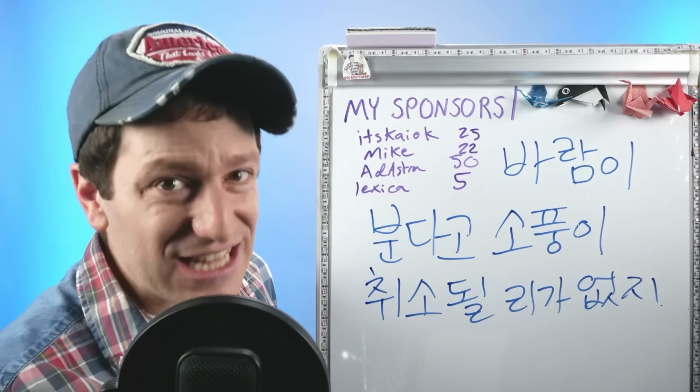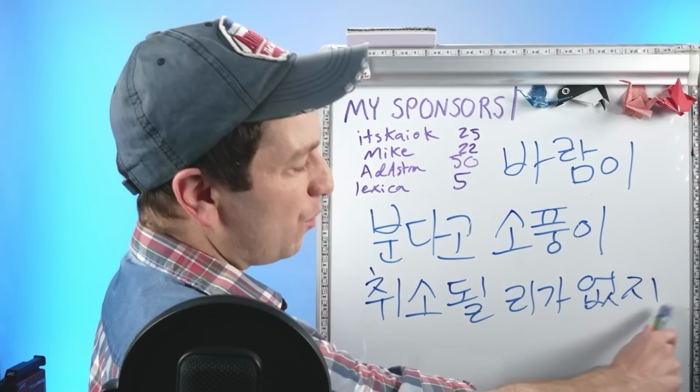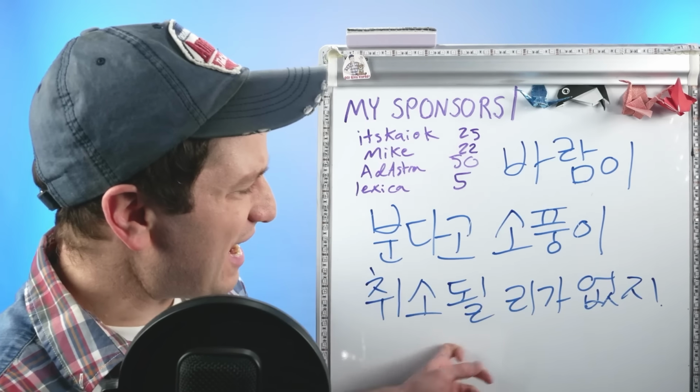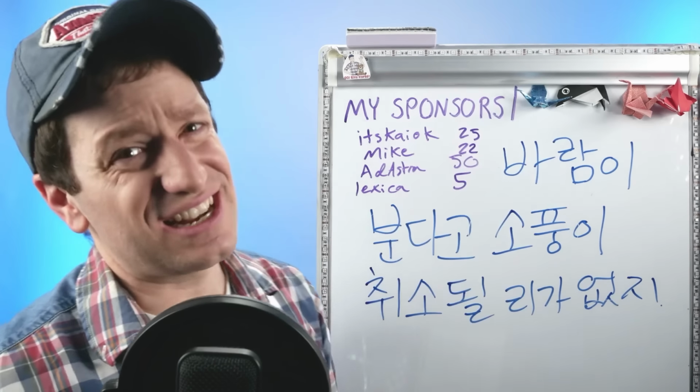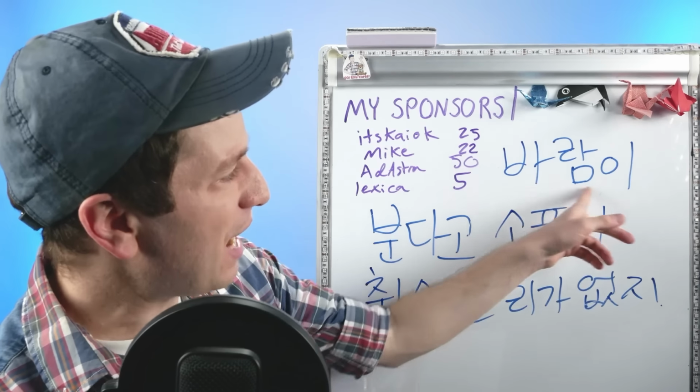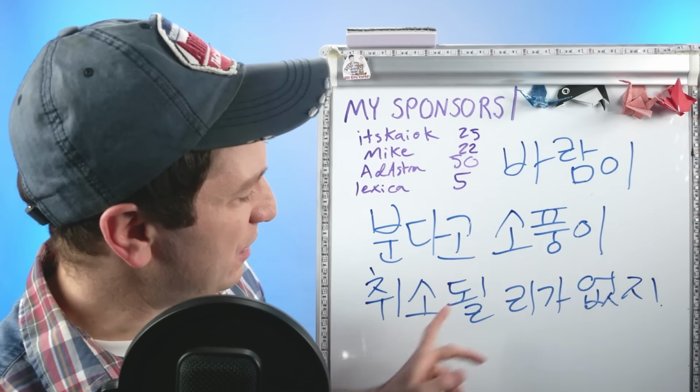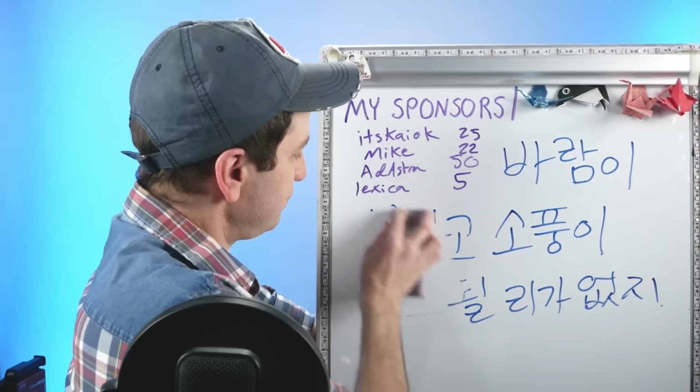소풍 is a picnic. 취소되다, to be canceled. 취소될 리가 없지. There's no way the picnic will be canceled just because it's windy. 바람이 분다고 소풍이 취소될 리가 없지.